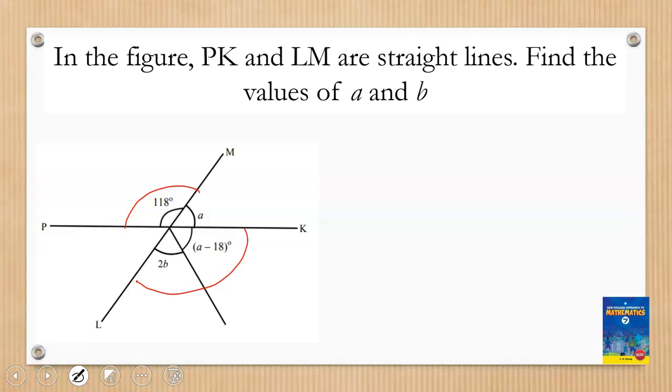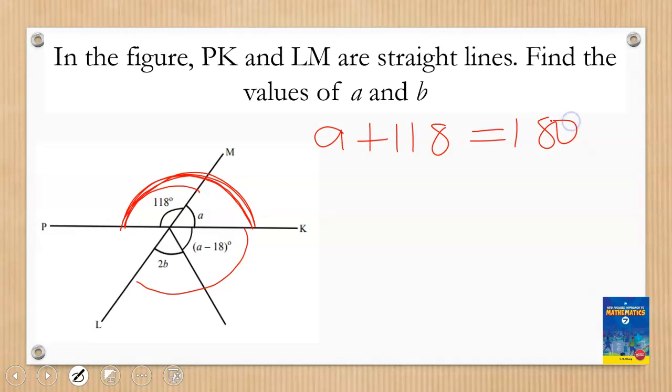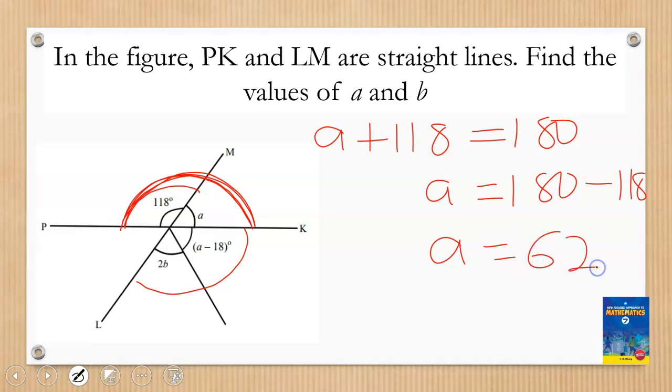So we can do that. Again, the angle 118 and the angle A are on a straight line. So I can say A plus 118 is equal to 180. So if I make A the subject, I have 180 minus 118, right? And that should give me 62. Good. Now that I know my A to be 62, I can also write 118 is equal to, that is this 118 here.